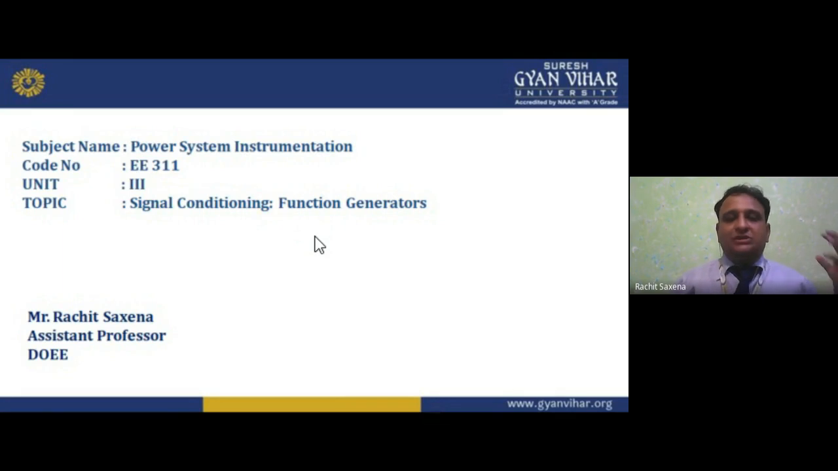If I want to measure voltage, I need a voltmeter. If I want to measure resistance, I need an ohmmeter. If I want to measure power, I need a wattmeter. If I want to measure energy, I need a watt-hour meter. So for different measurements, I need different instruments. Why do I need an instrument? Because I want to measure, though I can't do it directly.